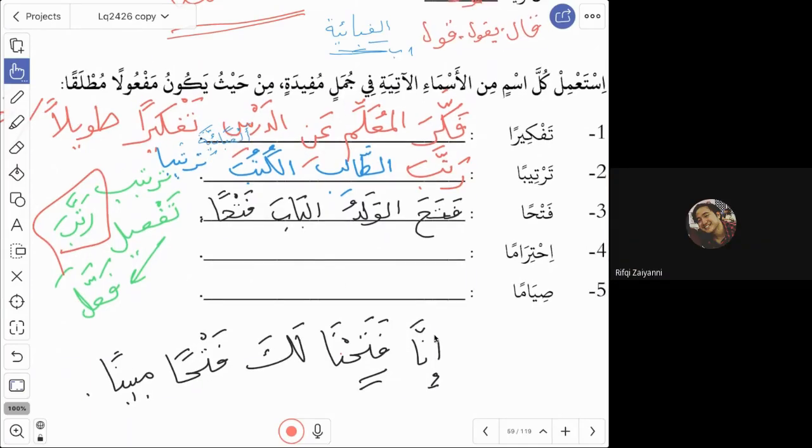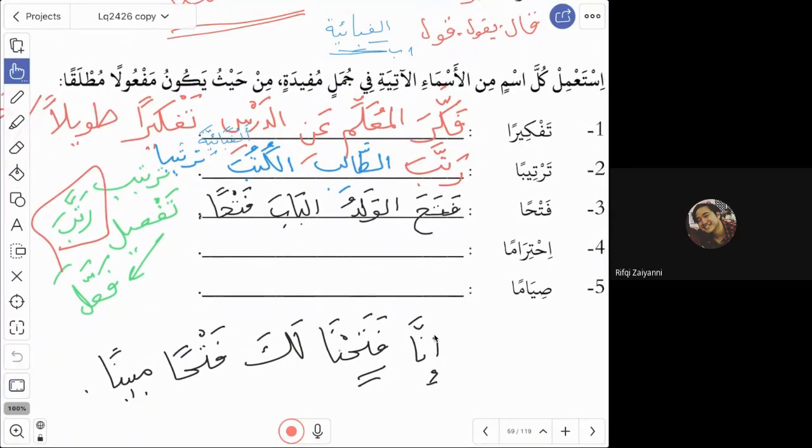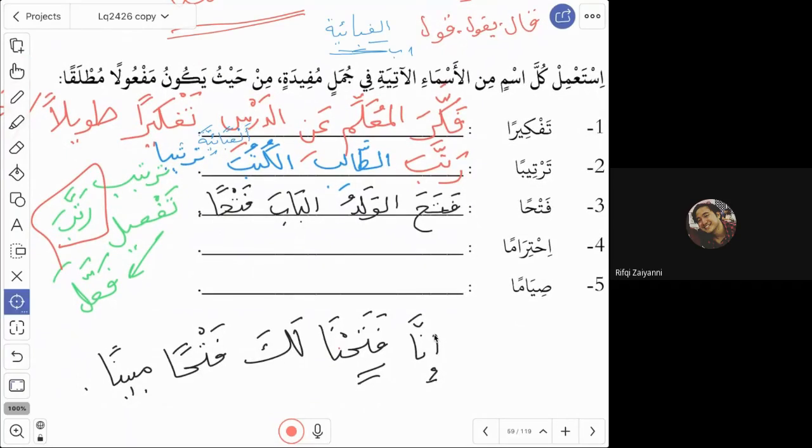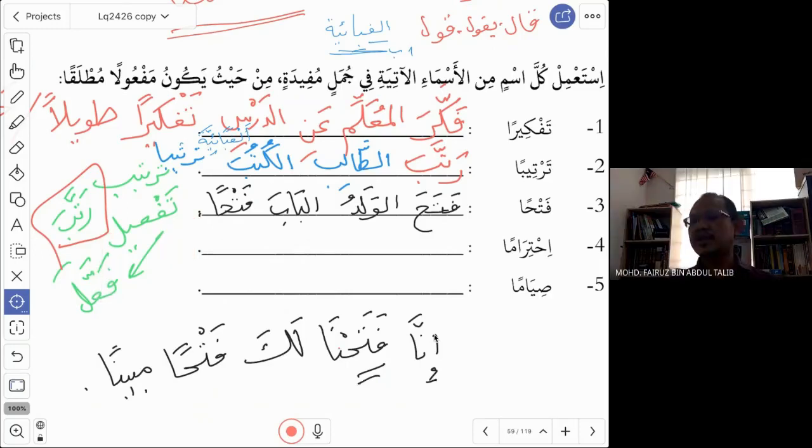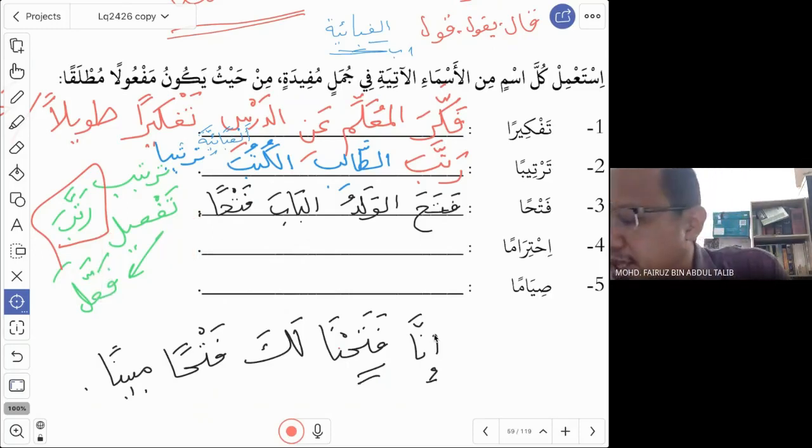Like for the example, fataha al-walad al-bab fathan wasi'an is also possible, right? Yes, if you want to say you open it widely, you say fathan wasi'an. Yes, you can add it in the end. Fataha al-waladu al-baba fathan wasi'an. Sahih. So now it is to explain how he opened, no longer to emphasize.